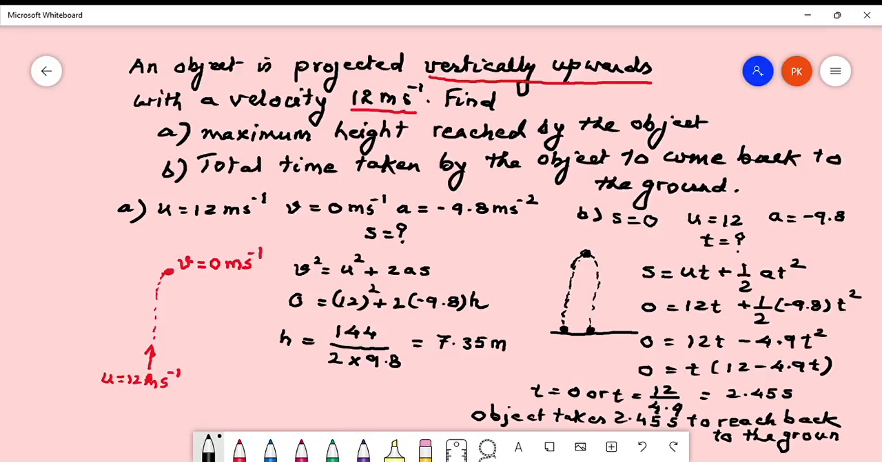Okay, so this is just one example I have taken with you today, but we will be doing more examples on this vertical motion, so that the concepts are clear with you, and particularly the sign of the vectors and the sign of acceleration. As the object is moving upwards, the velocity will be positive, but object is decelerating, so acceleration will be negative. Okay, so just revise this.